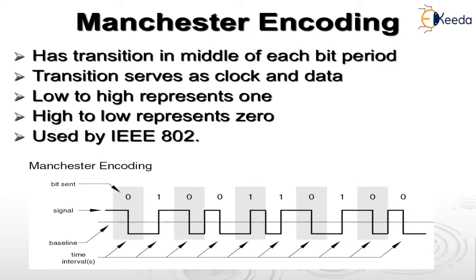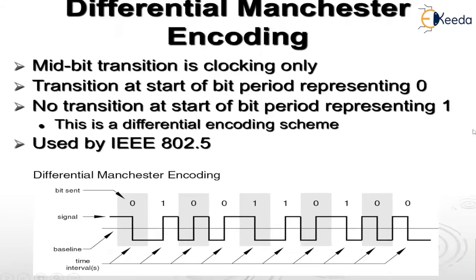Then differential Manchester coding. This coding concept is also shown in the figure. In differential Manchester coding, the midpoint transition is used only to provide clocking. The encoding of 0 is represented by presence of a transition at the beginning of the bit period, and 1 is represented by the absence of a transition at the beginning of the bit period.